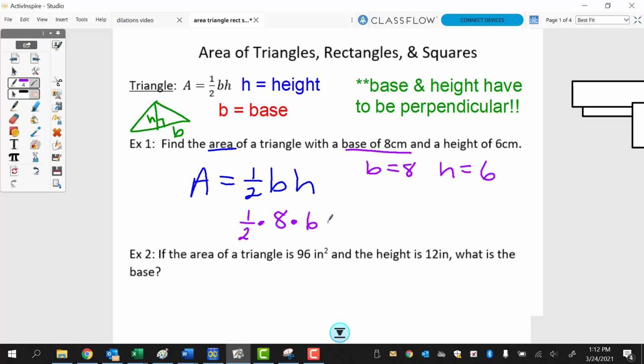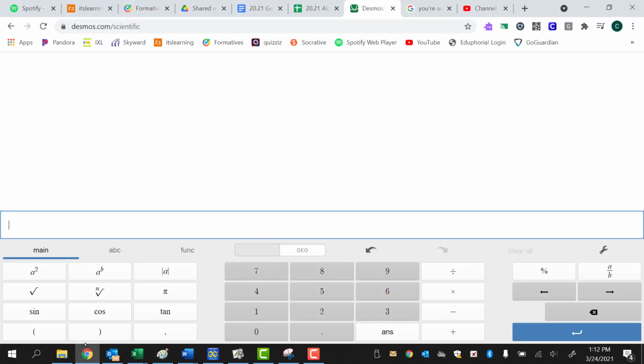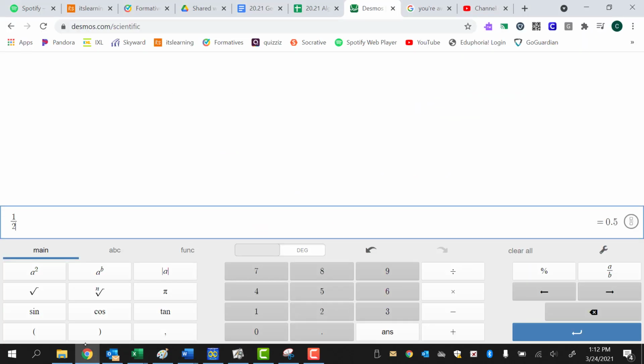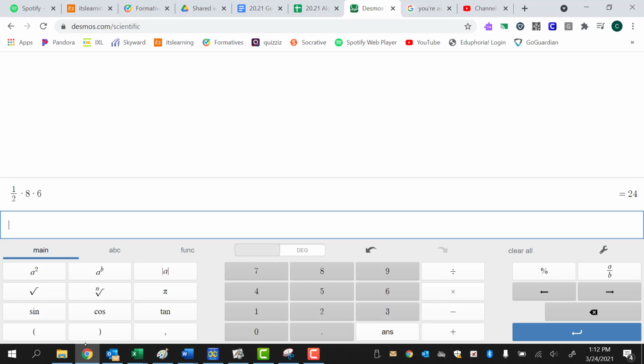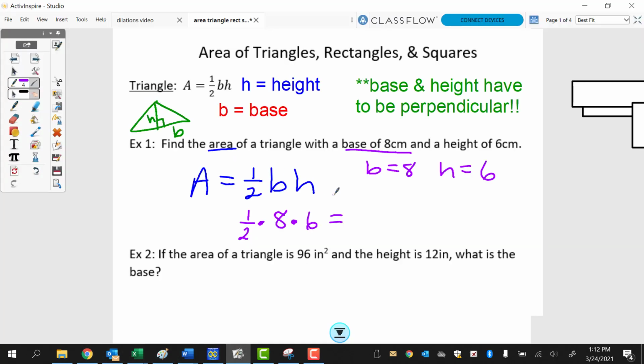And we're going to type this in Desmos. So let's type 1/2 times 8 times 6, which is 24. And that's our answer. That's our area. Final answer. Easy. We should be rolling through this unit.